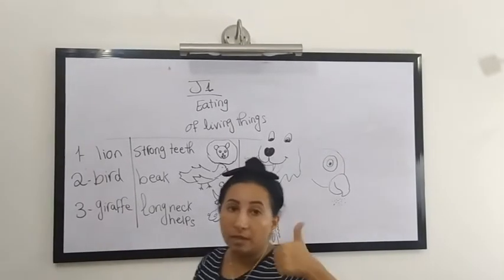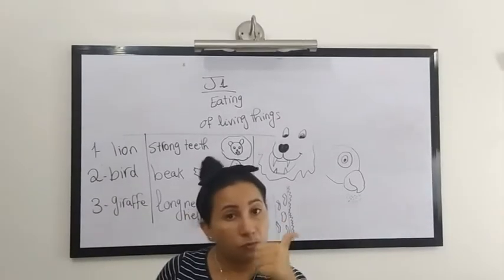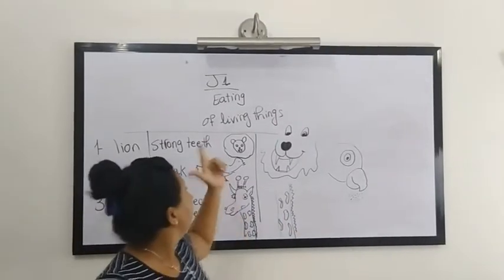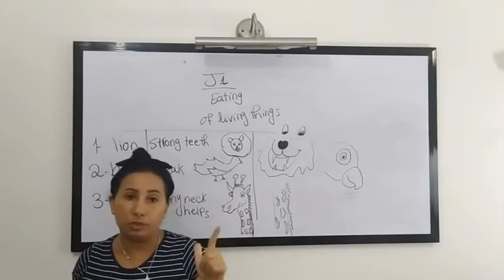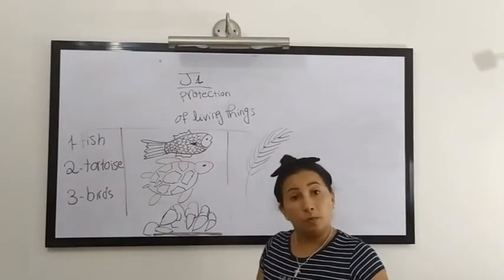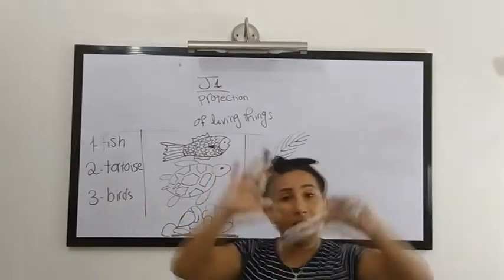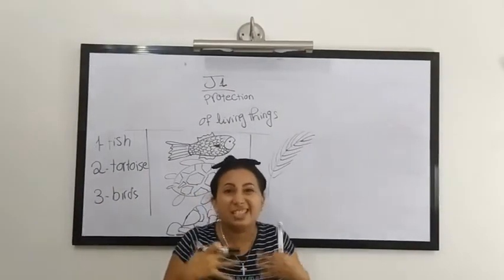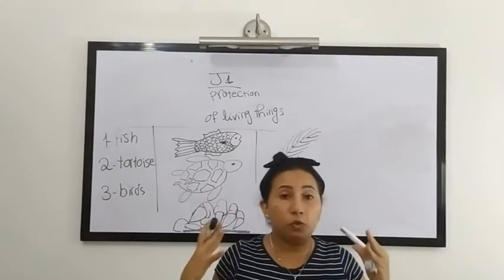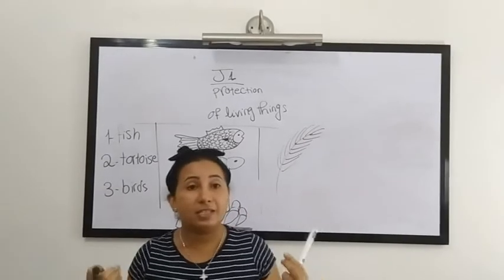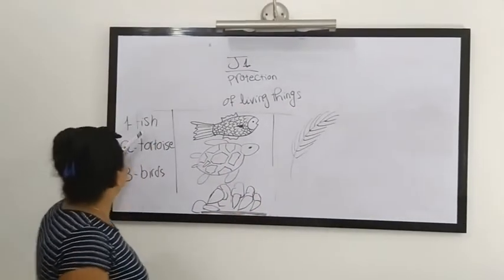So we studied movement, and some parts help living things to move. We studied the eating of living things, and some parts help them to eat. The last thing we will study about living things is protection. All living things try to protect themselves. To protect itself, it needs some special organs or parts, just like fish.